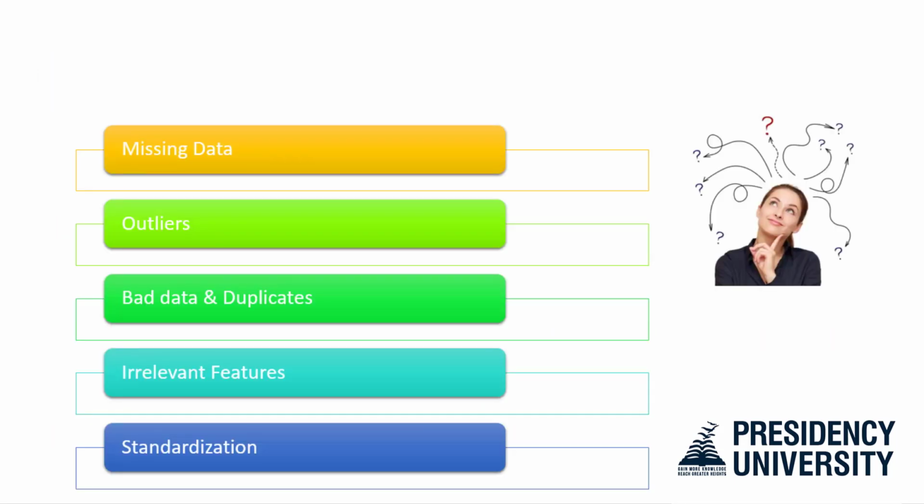To sum up, these 5 types of data issues have to be cleaned up, and after these steps, the data is ideal for further processing.